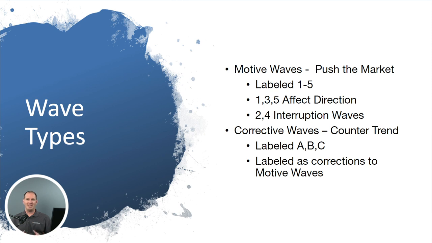Motive waves are designed to move the market and push the market. So if we're trading, we want something that's going to help us look for that direction in which we're trading, right? We want to move with a wave. Now, a motive wave is labeled 1 through 5. 1, 3, and 5 affect direction, and then 2 and 4 are interruption waves.